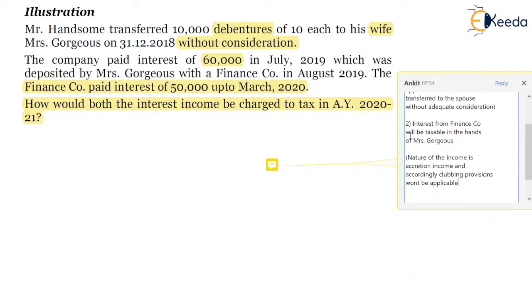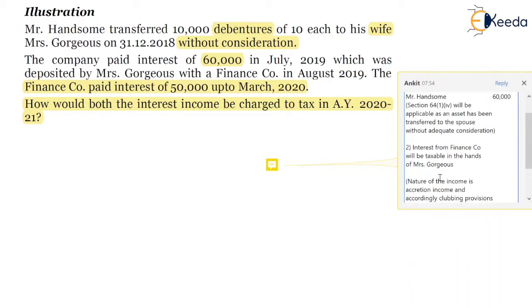So friends, the 60,000 amount, which is interest on debentures, will be taxable in the hands of Mr. Handsome. Clubbing provisions will be applicable, and the 50,000 interest from the finance company will be taxable in the hands of Mrs. Gorgeous. The 50,000 is accretion income, and it has nothing to do with the asset which has been transferred, right? Accordingly, such an accretion income will be taxable in the individual capacity of the person who has invested the amount. Here Mrs. Gorgeous has invested the amount out of the interest from debentures, and accordingly the amount is taxable in the hands of Mrs. Gorgeous in her individual capacity, and clubbing provisions won't be applicable in such a case.